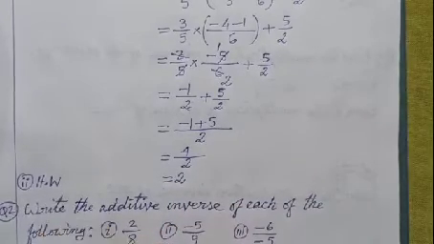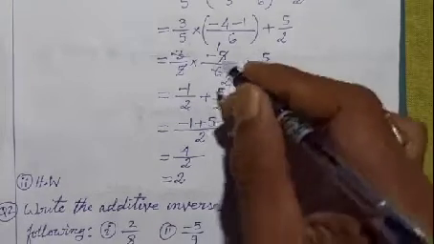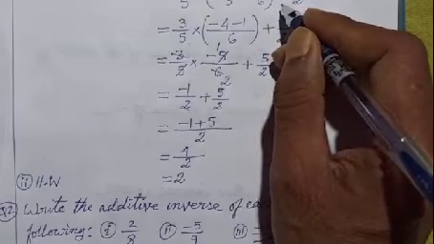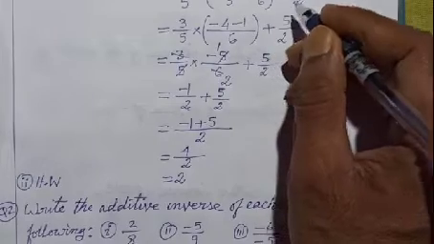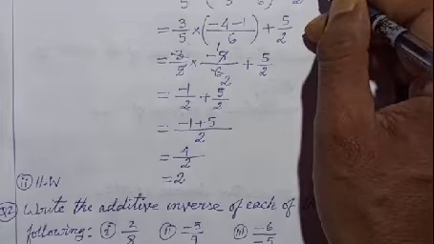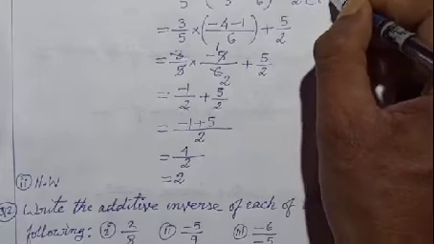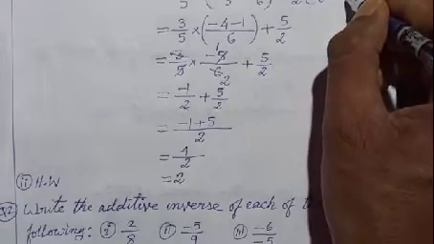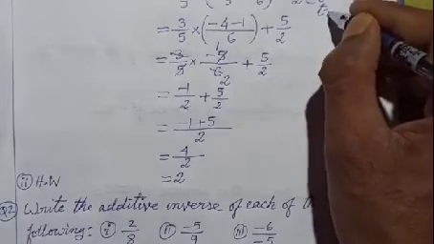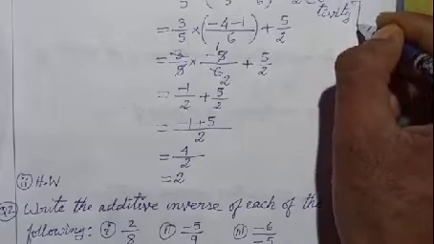Roman number 2, homework. Here I am using distributivity, so we have to write down here by distributivity.